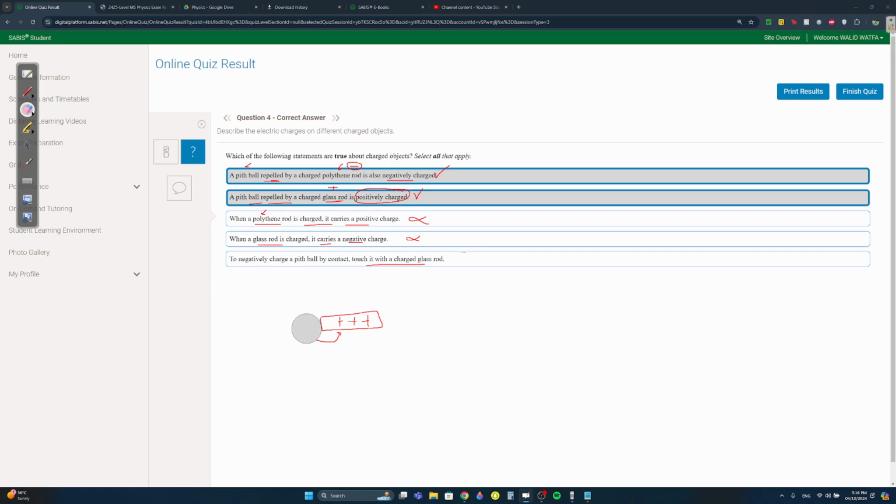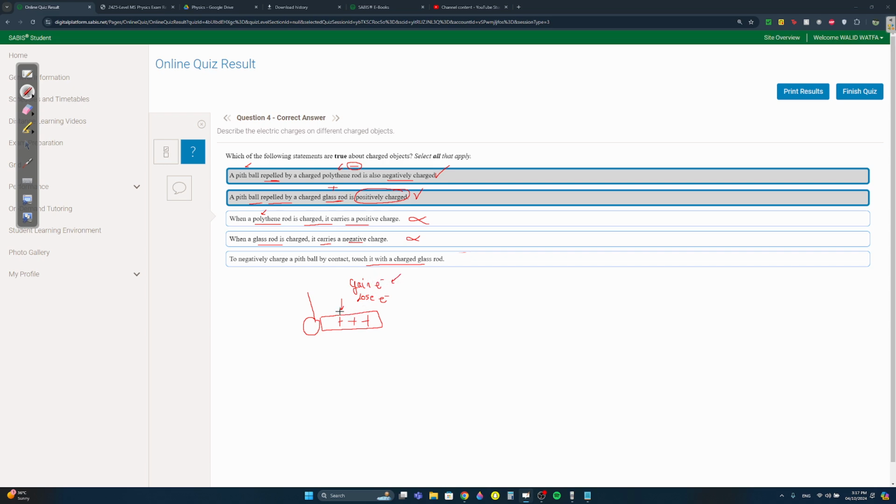Okay, you have this neutral sphere over here, right? It doesn't have charge, and it comes close to the positive. What happens? Do you think the positive is going to gain electrons or lose electrons? Of course, it's going to gain, right? It's going to gain negative charge because it's positive.